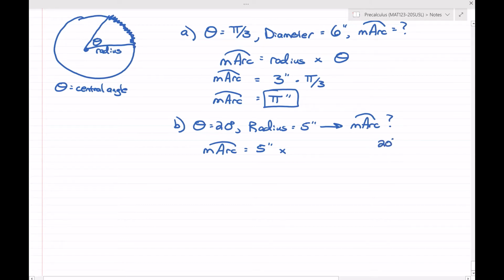Let's quickly convert 20 degrees to radians by multiplying what we want over what we don't want. If you want, you could use your calculator to reduce this, but 20 over 18, the zeros cancel, 2 goes into 18 9 times. So the angle will just be pi over 9. So therefore, our measure of the arc is equal to 5 pi over 9 inches.